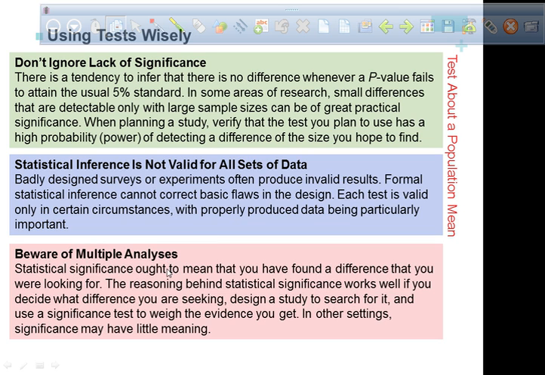Beware of multiple analyses. Statistical significance ought to mean that you have found a difference that you were looking for. The reasoning behind statistical significance works well if you decide what difference you are seeking, design a study to search for it, and use a significance test to weigh the evidence you get. In other settings, significance may have little meaning.